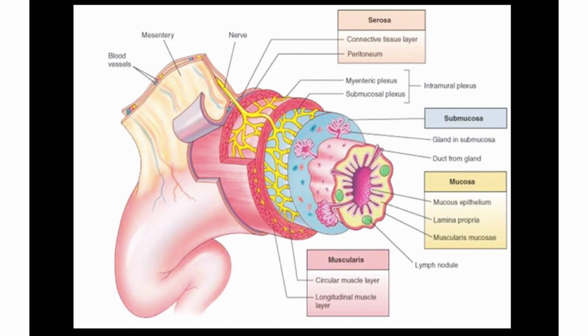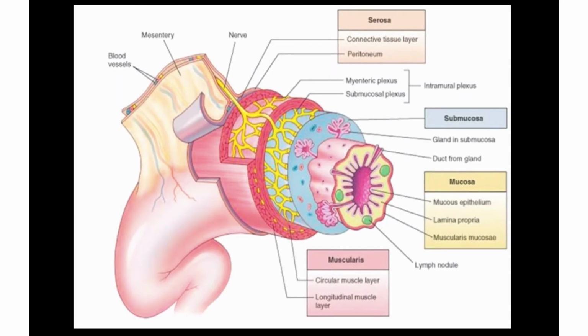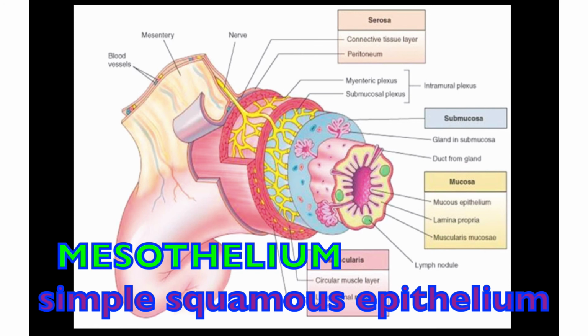And then the outermost layer is the serosa, which is composed of connective tissue and an outermost layer, which we see in yellowish right here, which is simple squamous epithelial tissue, also known as mesothelium. So the four layers, once again, are the mucosa, submucosa, muscularis layer, or muscularis externa, and the serosa.